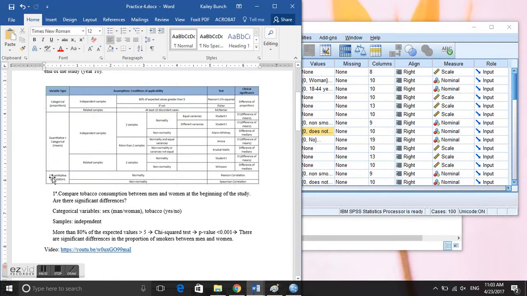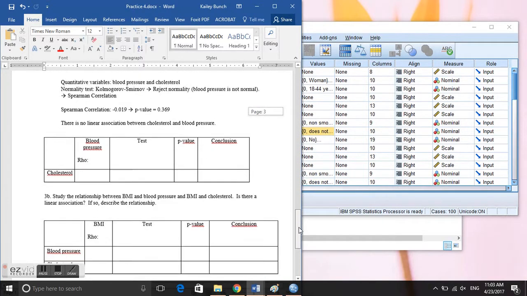We are here looking at correlation. We need to check for normality. If both variables are normally distributed, we will use the Pearson correlation. And if one or both of the variables are non-normally distributed, we will use the Spearman correlation.